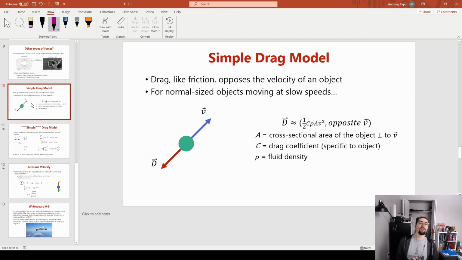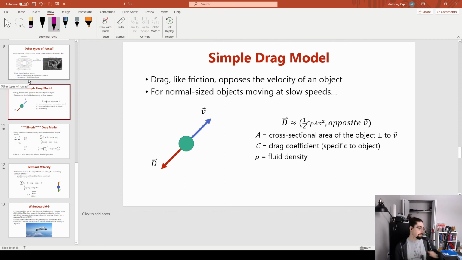But there is a simple model, which I'll talk about in a minute, which looks something like this. The drag force is equal to 1/2 C rho A V squared. And that P looking thing is actually a Greek letter rho, R-H-O. Where A is the cross-sectional area, C is the drag coefficient of the object, which is specific to the object. That's a value you'll be given. And rho is the fluid density, which is another value that you're going to be given.